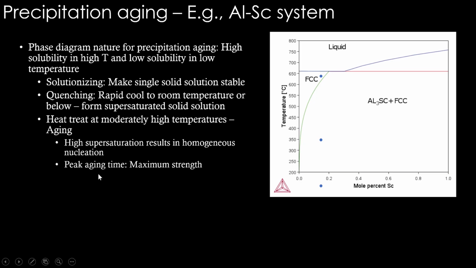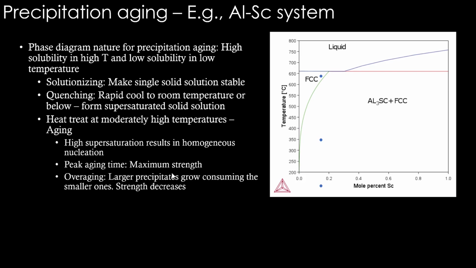And peak aging time is the time after which we observe maximum strength or maximum blockage for dislocation movement. If you do overaging, a longer heat treatment than peak aging time, what happens is larger precipitates grow, consuming the smaller ones. This phenomenon we haven't discussed till now. We talked about impingement and all when growth happens.